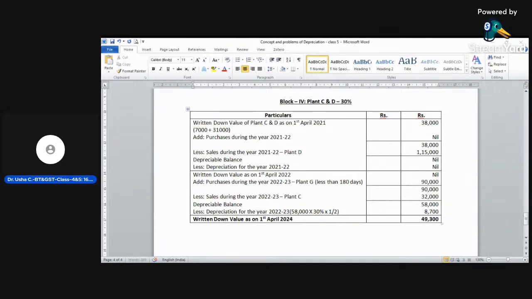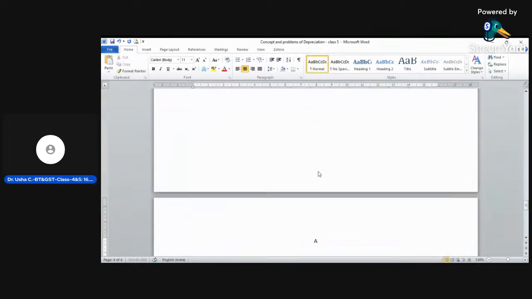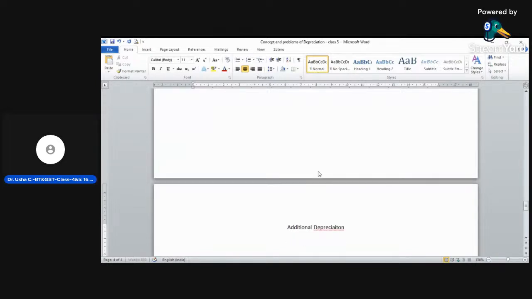Okay then, let me wind up. Before winding up of the class, there is one more adjustment relating to this, and that is also very important, and that is additional depreciation. From the year 2007, for the plant and machinery which is used for manufacturing of an asset, only for the plant and machinery, not for any other asset, there is an additional depreciation. Additional depreciation is going to be charged.